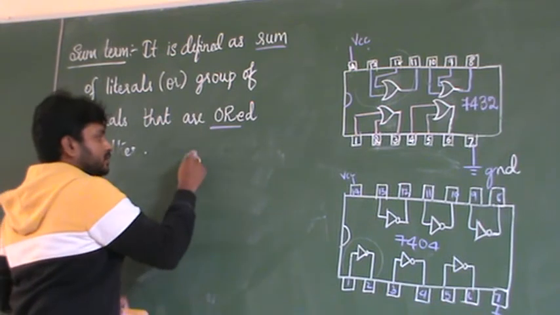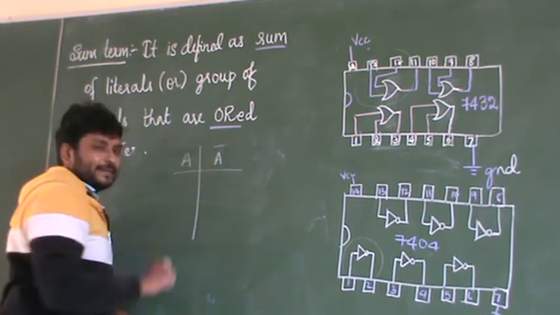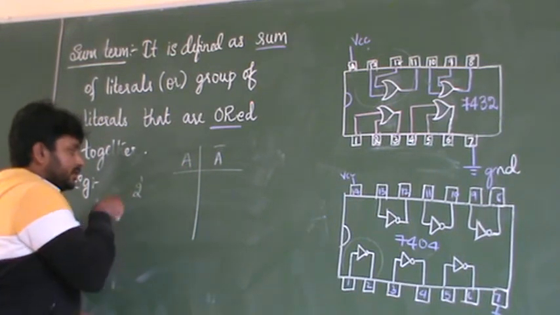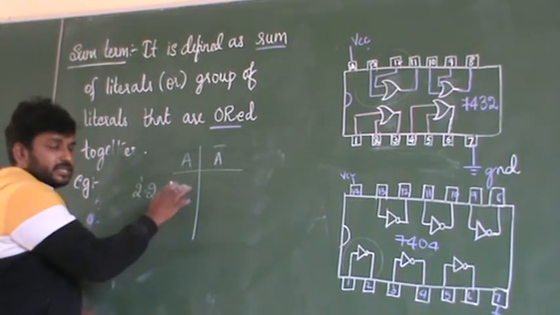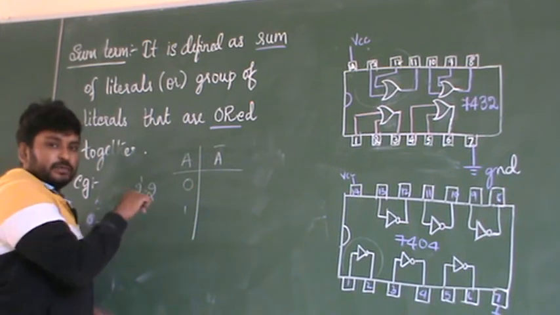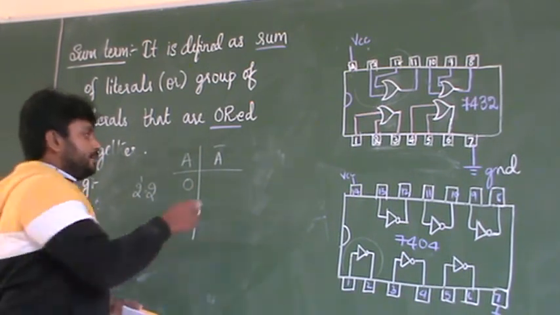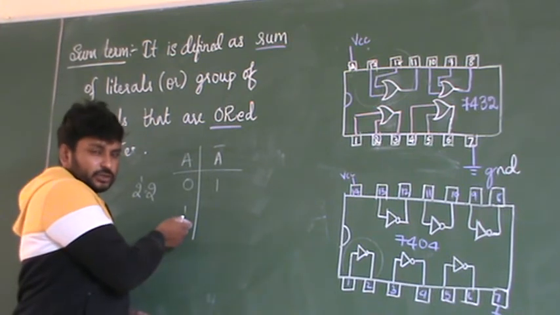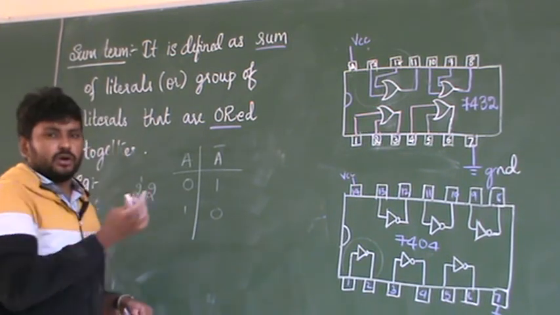I would like to write the output for the NOT gate. Since there is only one input here, 2 to the power of 1, therefore there are 2 combinations: 0 and 1. If I give the input as 0 to the NOT gate, my output will be 1. If I give the input as 1 to the inverter, my output will be 0. It is just the complementary form.